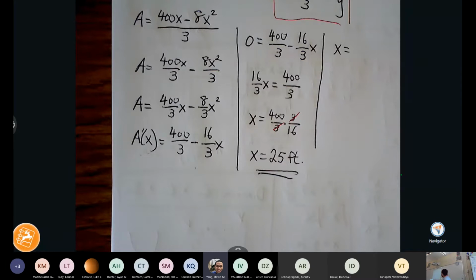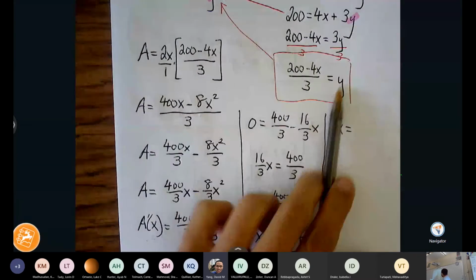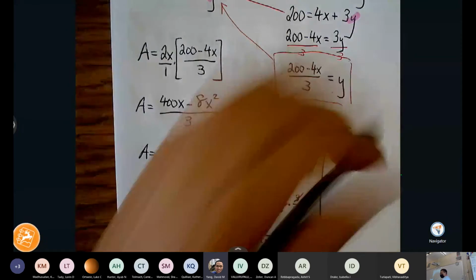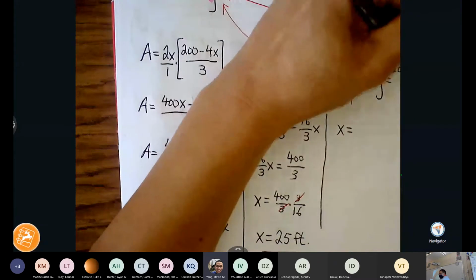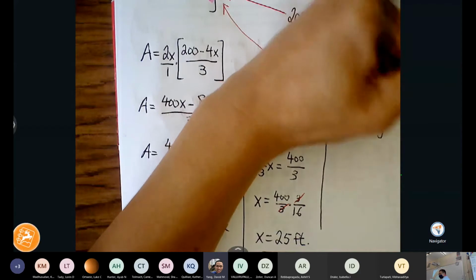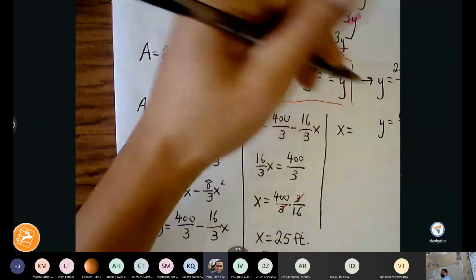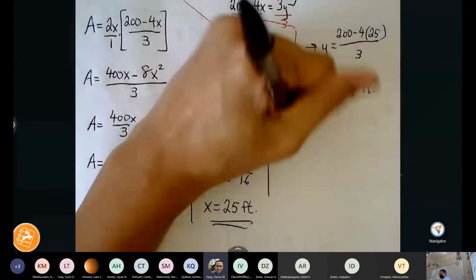We go back, we reread the problem. It's asking for dimensions, so we want to find y as well. So we see that we already have a nice y equation that we can use. Plug 25 in for x. So I think that's everything that we need, right? Dimensions.